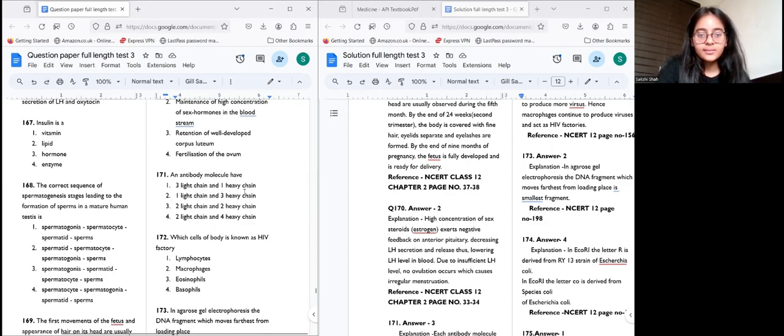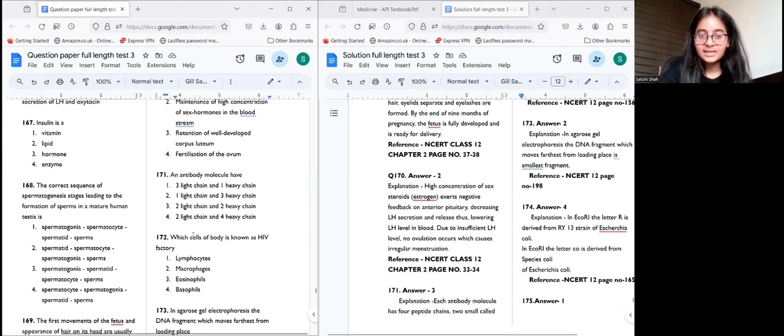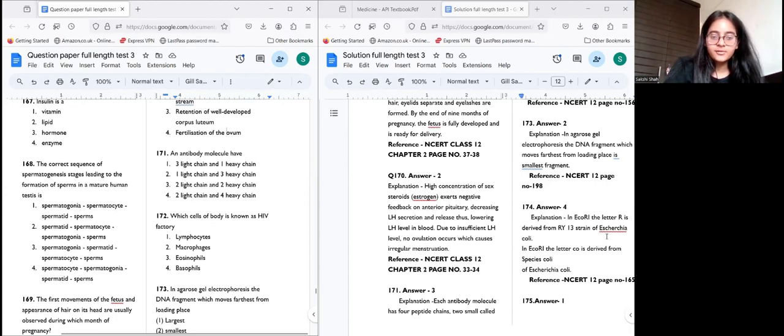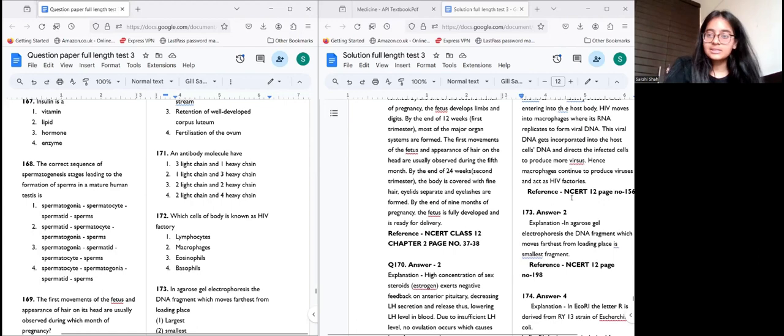Next, an antibody molecule has what? Okay, it has 2 light chains and 2 heavy chains. We've studied this earlier as well. For the antibody structure, there are 2 light chains and 2 heavy chains. Which cell of the body is known as an HIV factory? Okay, this is an interesting question.